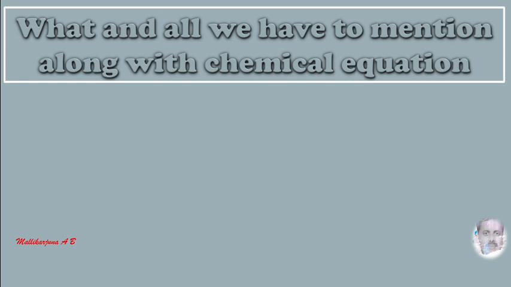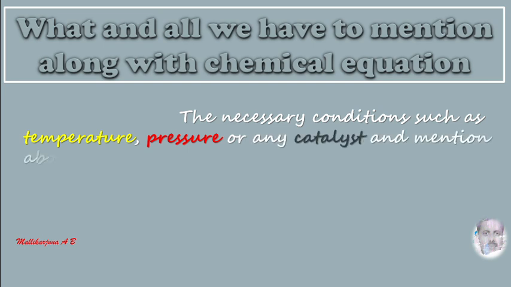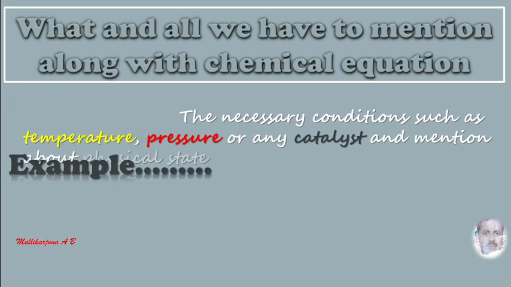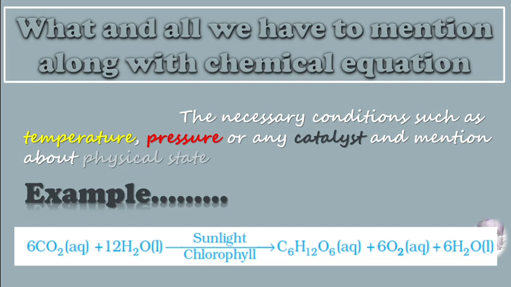What all we have to mention along with a chemical equation? The necessary conditions such as temperature, pressure or any catalyst, and mention the physical state. One example: 6CO2 plus 12H2O in the presence of sunlight and chlorophyll gives rise to C6H12O6 plus 6O2 plus 6H2O.